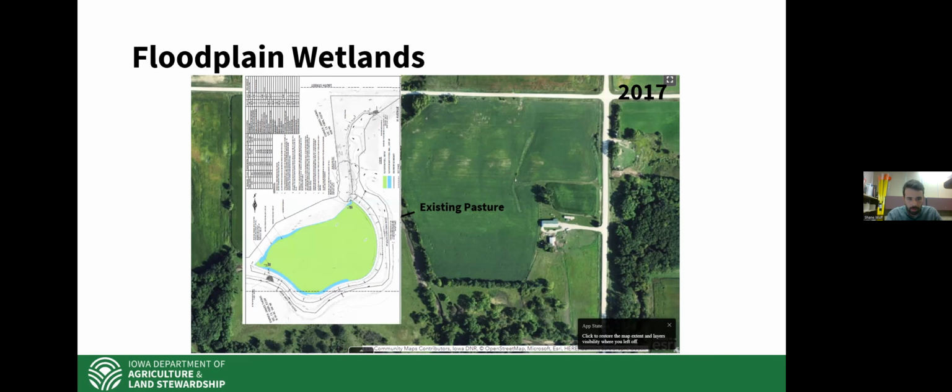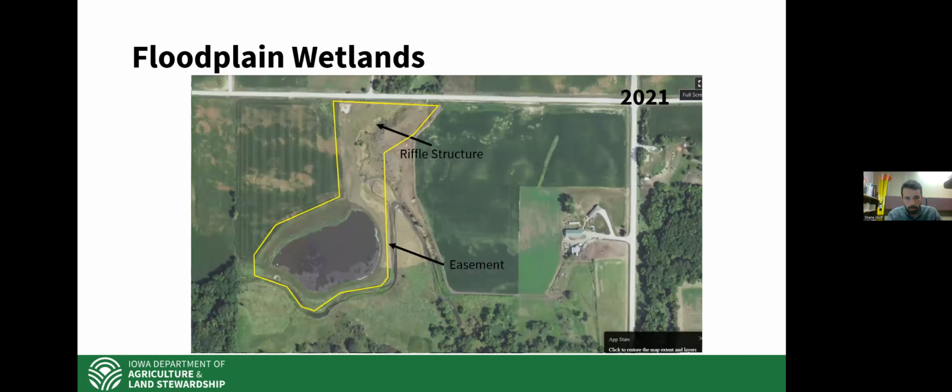Same thing, went through the design process with an engineering firm who came up with a proposed design where we would basically incorporate a riffle structure into the project area and divert water through a tile system into this existing wetland area. And you can see that's what the easement area ended up. And then down here is the outlet structure where that water that originally came through the riffle structure eventually dumps into the river, after going through the wetland system.